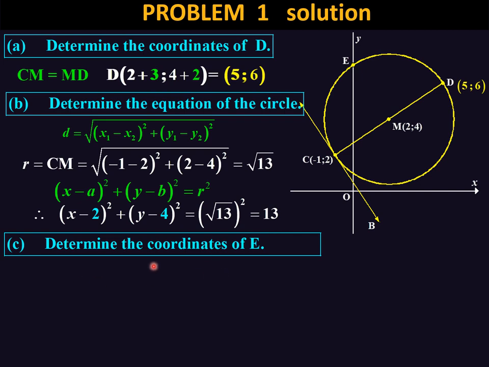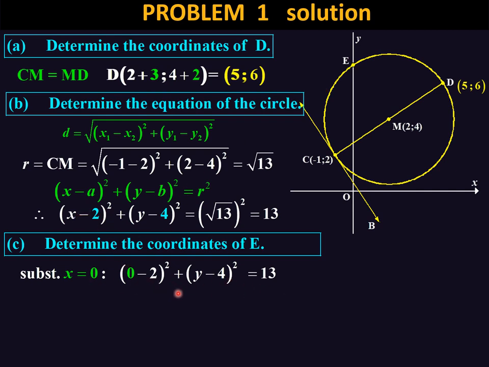Again, a question, determine the coordinates of E. Again, where is E? E is on the circle, so I'll have to use the circle. Secondly, where else is E? On the y-axis. What do we know about the y-axis? That's correct. The x value is 0. So I take my circle formula and I'll just make x equal to 0. So x equal to 0, there's a 0 there.